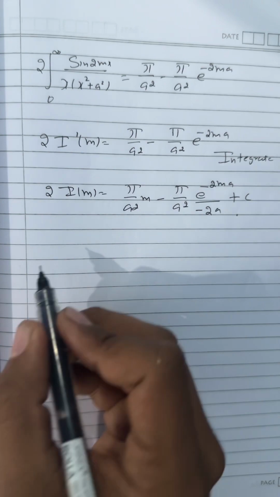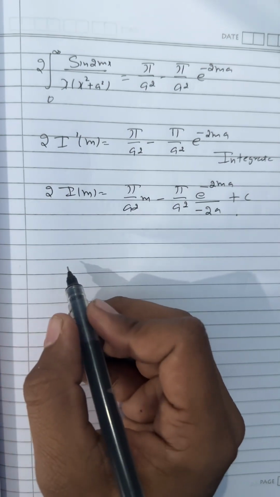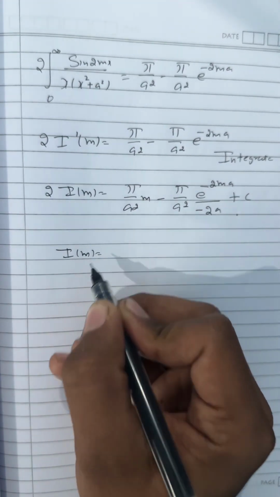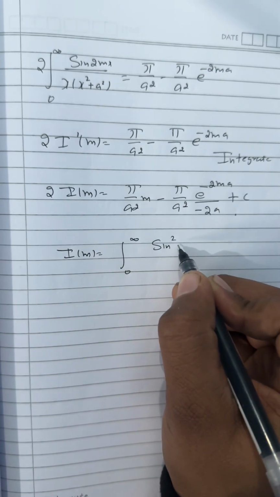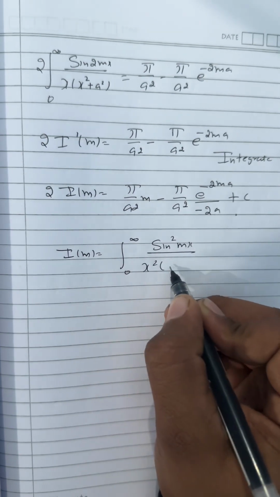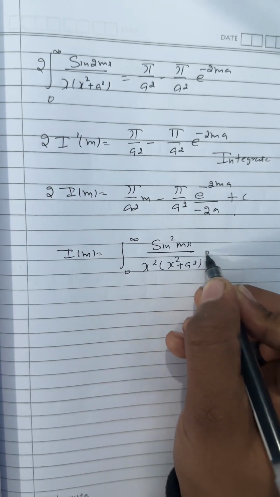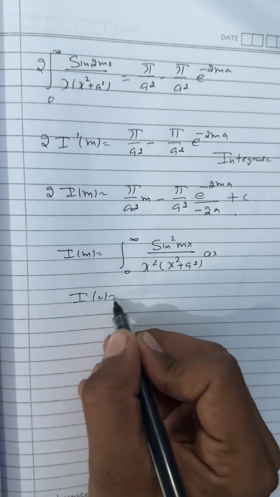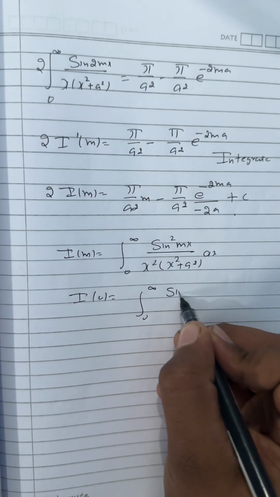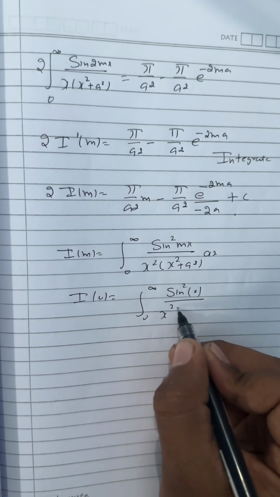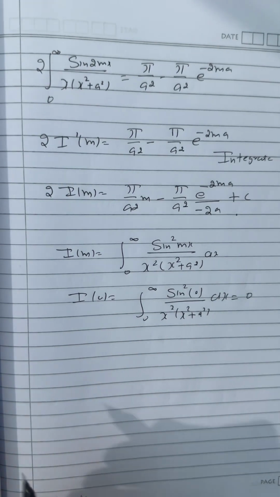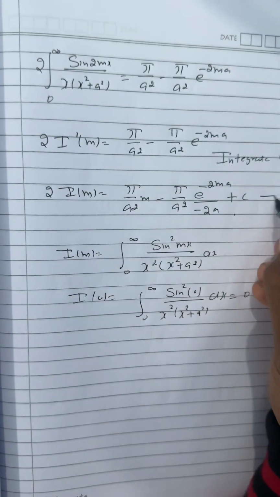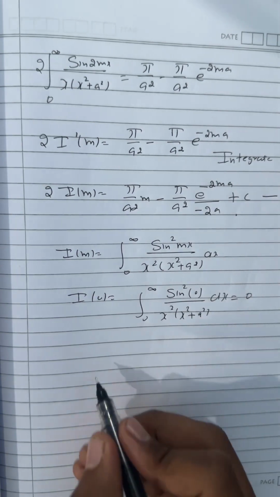For this, let me start again. I of m is nothing but the integral from 0 to infinity of sine square mx divided by x square plus a square dx. So what is I of 0? This is nothing but sine square 0 of x square plus a square dx. This is going to be 0. So I of 0 is 0. Let me call this equation 5.